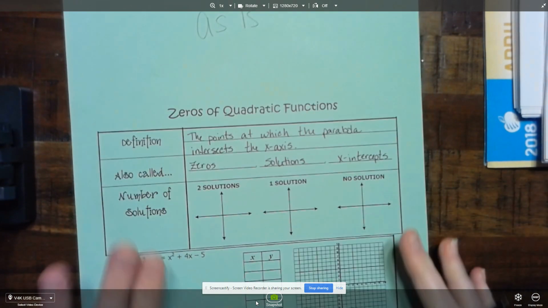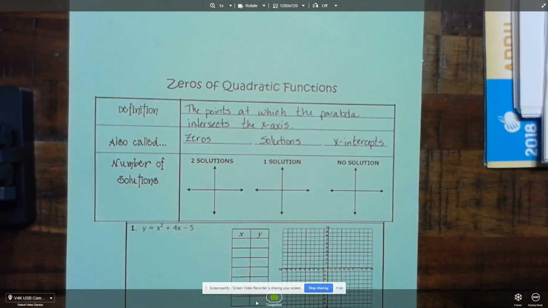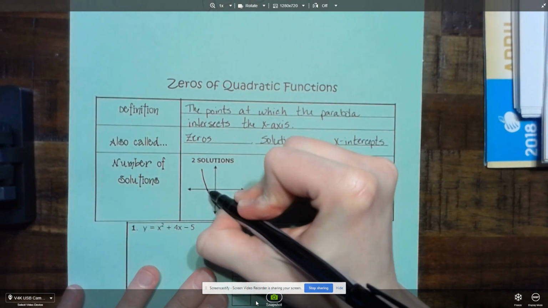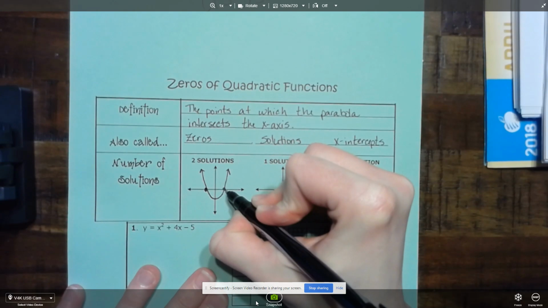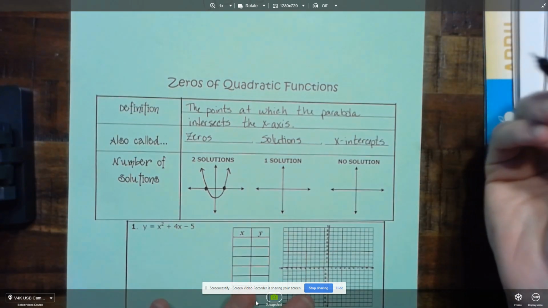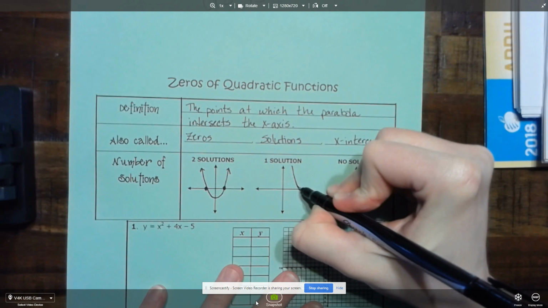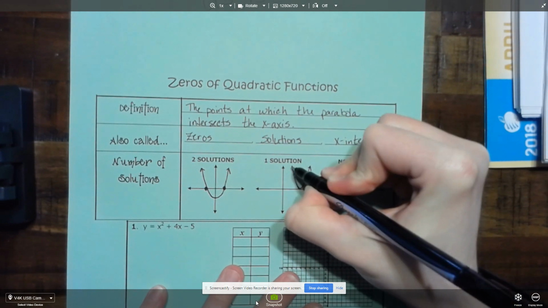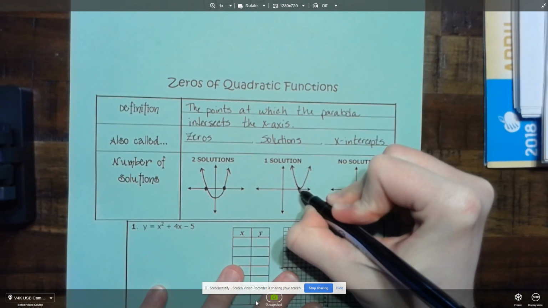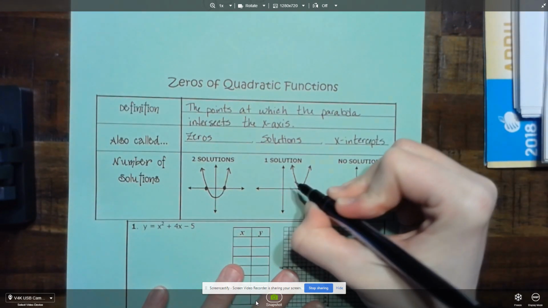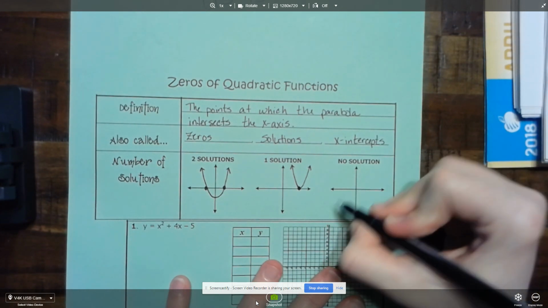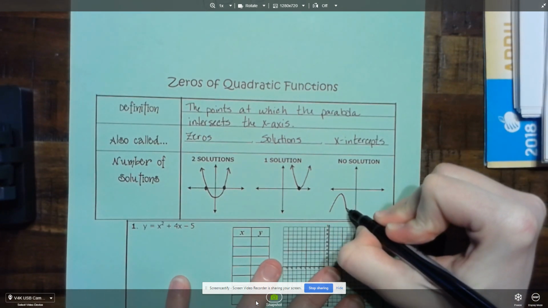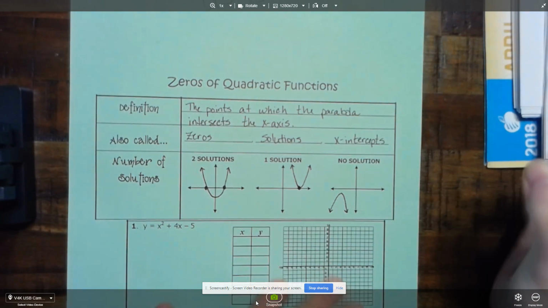All right, so we can have three different possibilities here. We can have two solutions, one solution, or no solution. When we have two solutions, we've got a parabola that looks like this. It's going to cross the x-axis in two places. One solution is going to be a parabola where the maximum or the minimum, your vertex, is right on the x-axis. And then no solution is where your parabola never touches the x-axis.